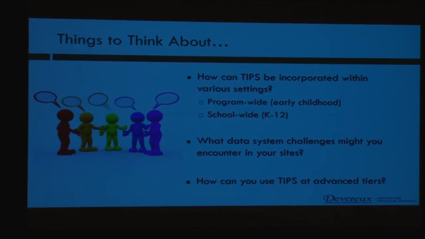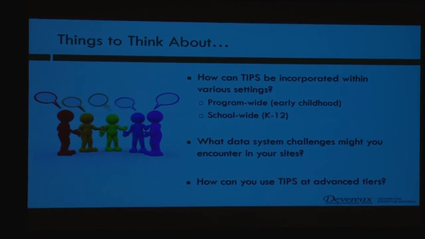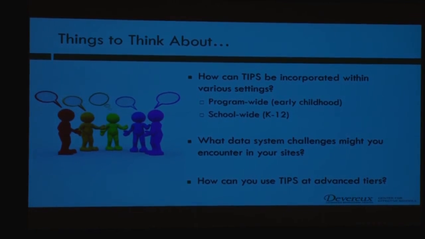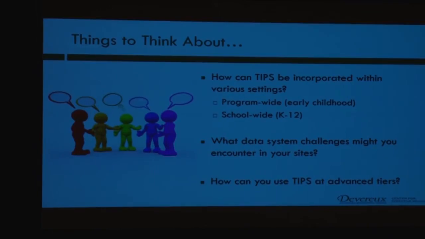One of the things that we noticed, and we started to do this within program-wide, is that the data system was the biggest challenge, I think. And Tamara and Jen might be able to speak better to that, but I think the data system itself, as we showed you with the model, data is the center of the entire process. So if you don't have a good data system that's going to allow you to precisely identify a problem, set goals, monitor the problem over time, you're not going to be able to solve problems as efficiently. So we want you to think about what kind of data system challenges you might encounter, and how you might be able to use TIPS perhaps even in advanced tiers, for tier 2 or tier 3, to effectively problem solve.